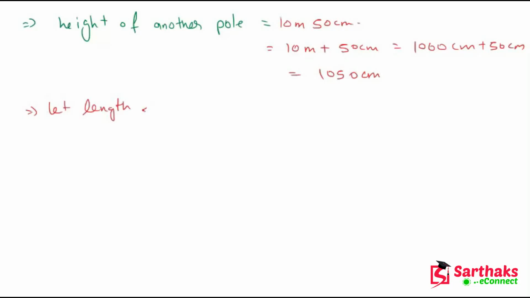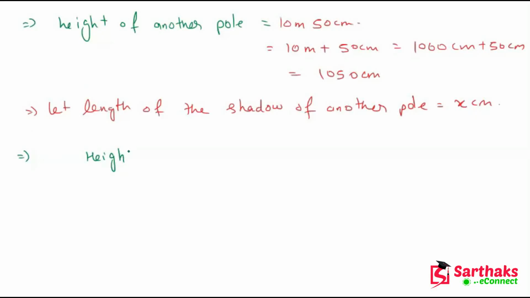Let's suppose that the length of the shadow of the other pole is x centimeter. So here we have two poles and two shadows. If we make the table, here is the height of pole, and they are in centimeter. And the next one is the length of shadow, and this is also in centimeter.